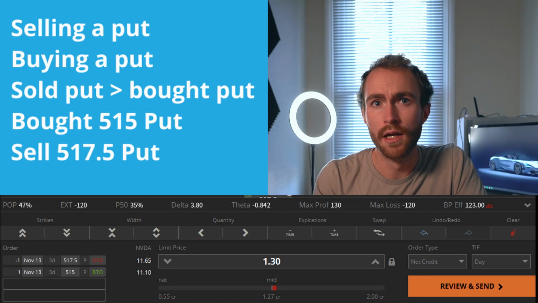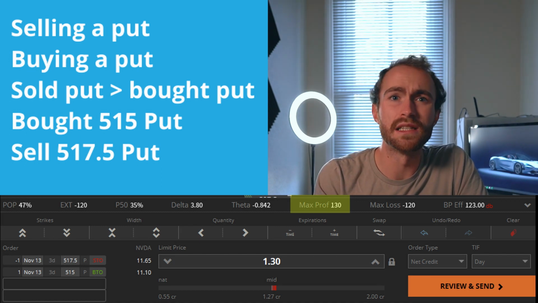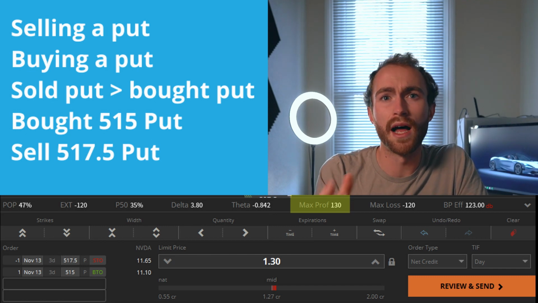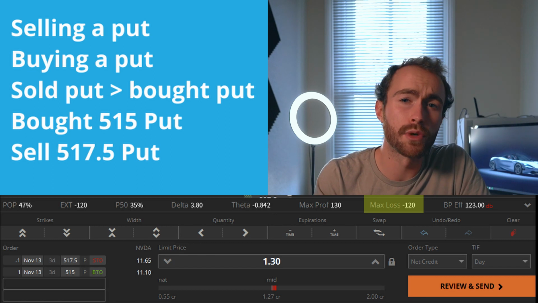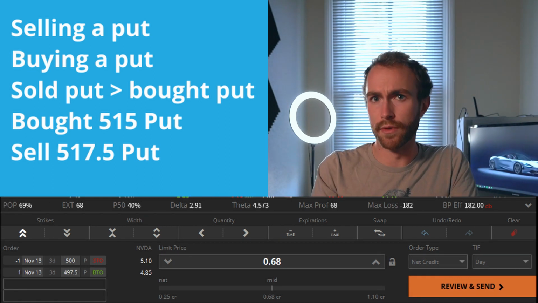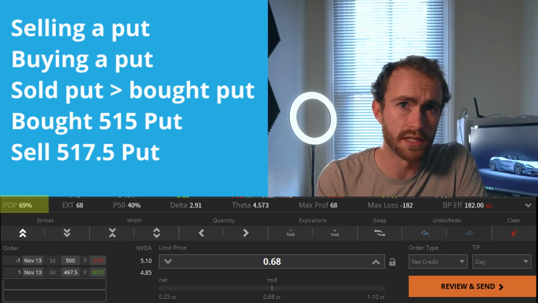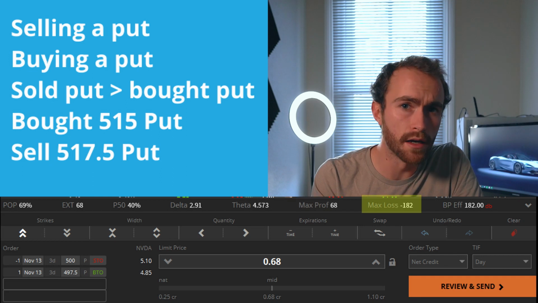In this example, your max profit is again $130 because the difference in premiums between what you sold and bought is $130, with your max loss being $120 with a 46% chance of success. The more out of the money you go with this one, the higher chance of success you have with, of course, less max profit and higher max loss.